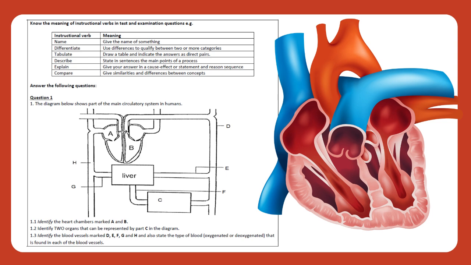1.1 Identify the heart chambers marked A and B. 1.2 Identify 2 organs that can be represented by part C in the diagram. 1.3 Identify the blood vessels marked D, E, F, G, and H, and also state the type of blood, oxygenated or deoxygenated, that is found in each of the blood vessels.